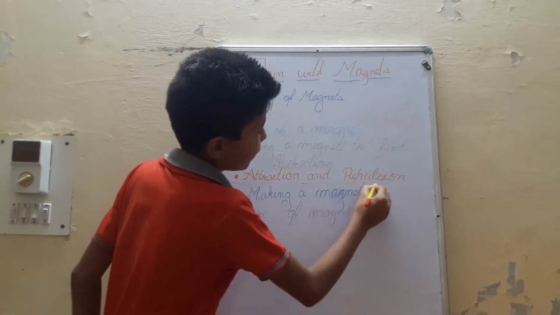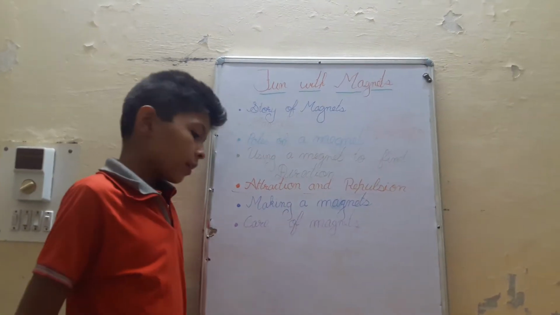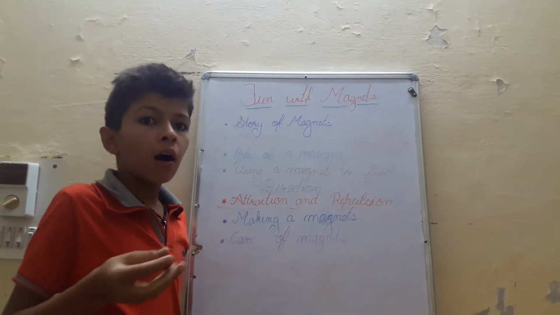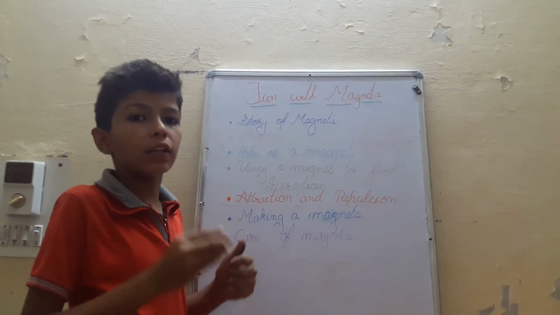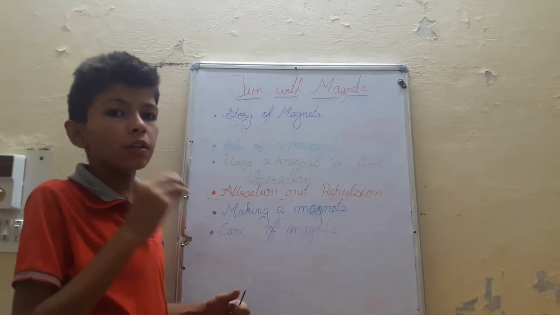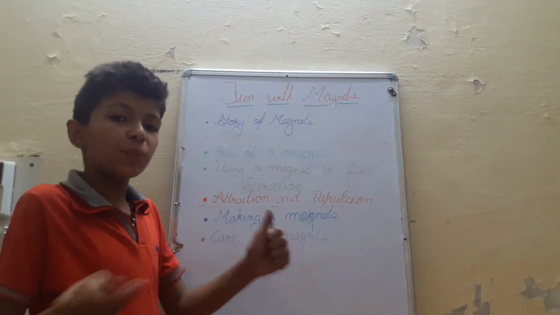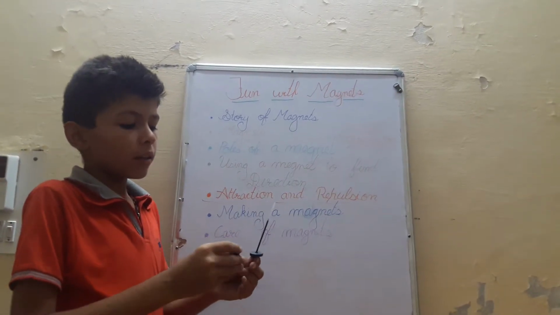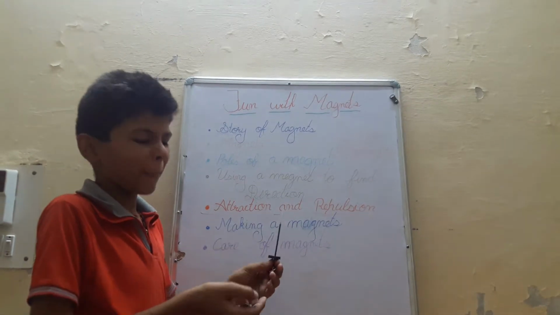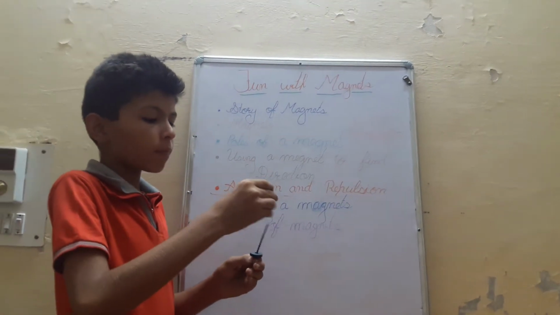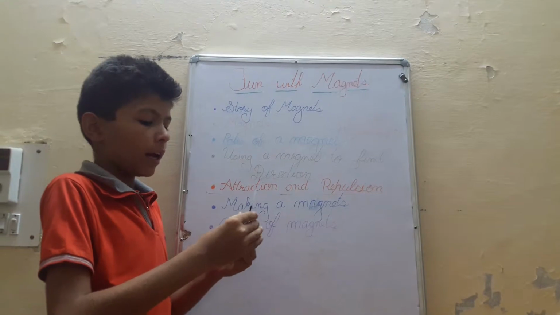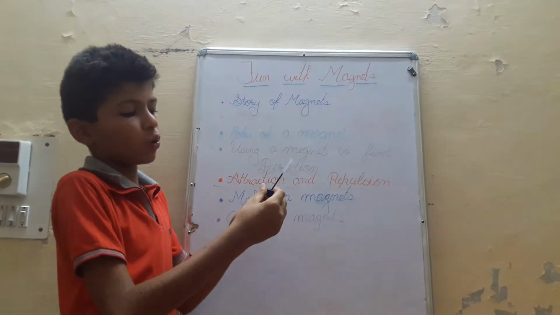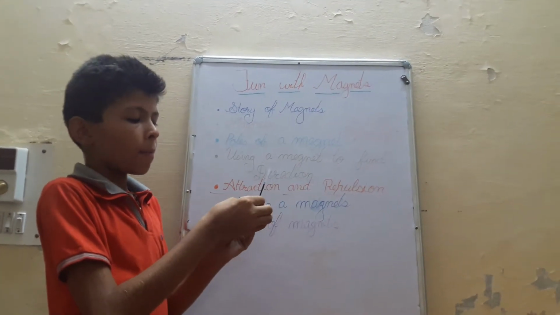Attraction and repulsion of a magnet. We know that south and south poles repel, and north and north poles repel, but two opposite poles attract each other. So this I name as the North Pole, and this magnet as the South Pole downward. So they both are attracted.